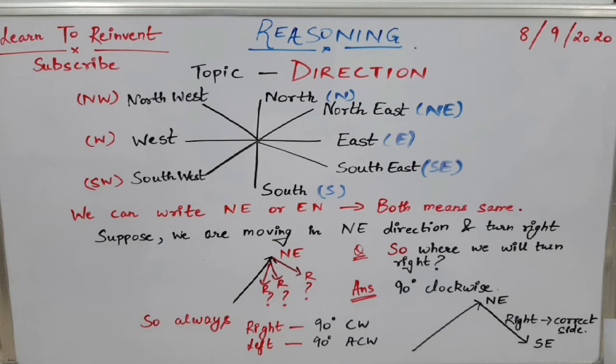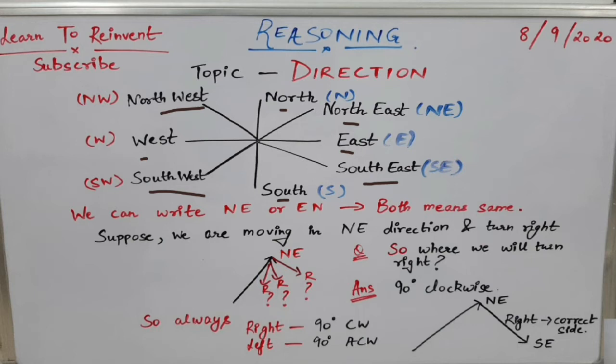So you all can see in this video a diagram is being made, and it is a very basic diagram you all must be knowing. By seeing the diagram, we know that there are 8 directions. 4 are main directions and 4 are sub directions. So the north, south, east and west are the main directions. And the sub directions are the northeast, the southeast, the southwest and the northwest.